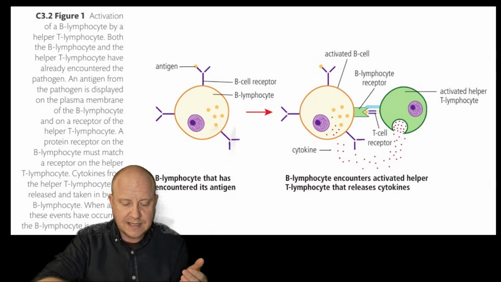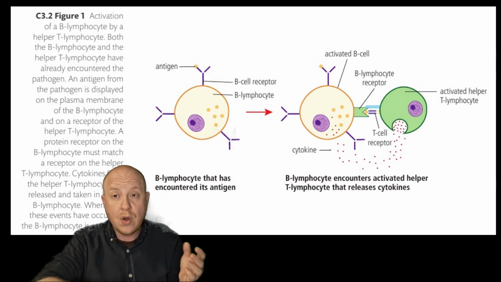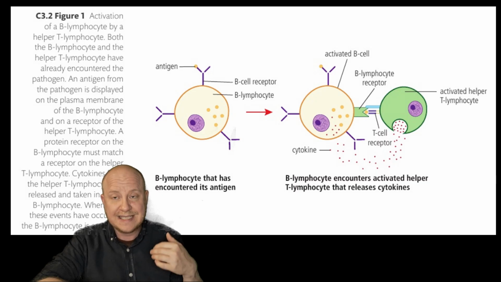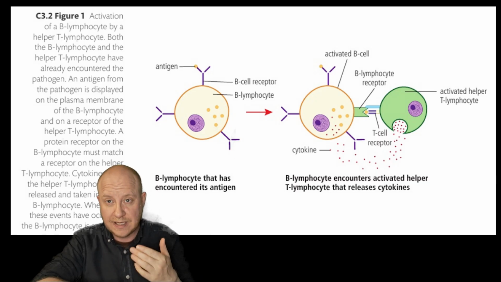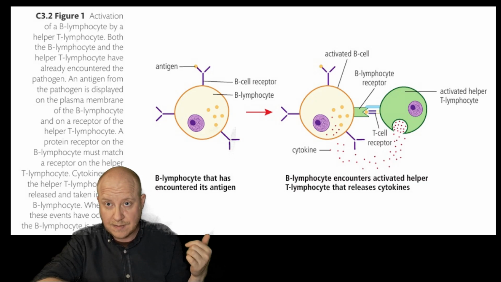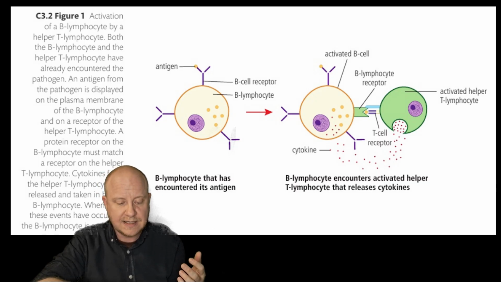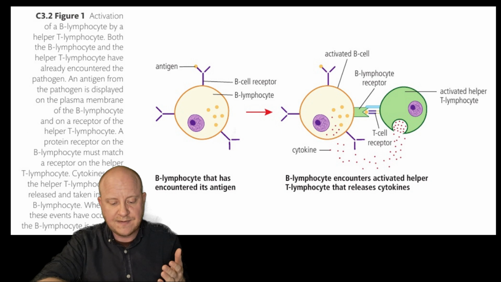Helper T lymphocytes display antigens on their own plasma membrane. Helper T lymphocytes release molecules called cytokines. Remember cytokines from the earlier chapter? After finding a specific antigen, they help activate a specific B lymphocyte. Some helper T lymphocytes are long-lived and are called memory cells.